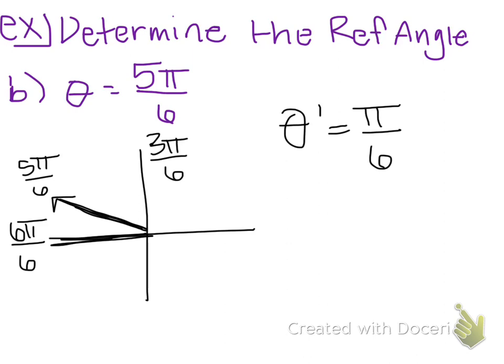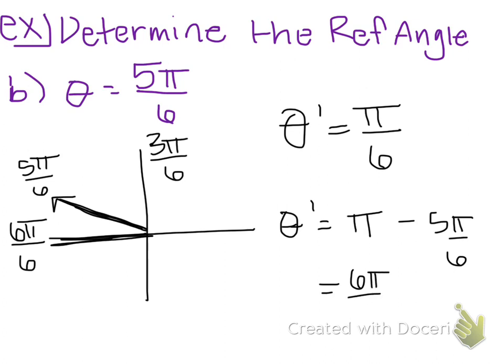You can do it that way, or if I'm using the formula, it would be 180 minus the angle. In this instance, because we're in radians, it would be pi minus the angle. I'd have to get common denominator, so this would become 6 pi over 6. And again, we get the 1 pi over 6. So whichever way makes more sense to you is the way you can proceed with these problems.